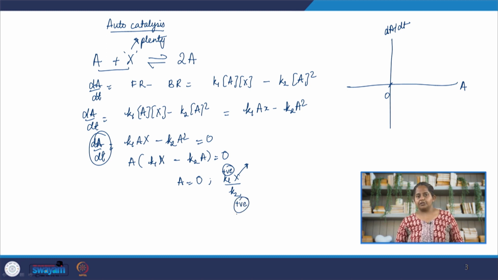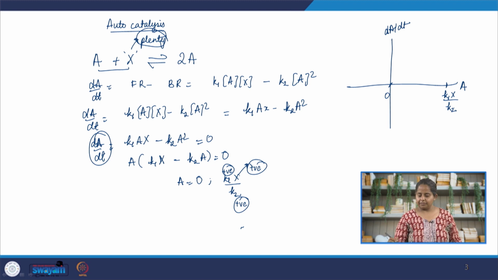X is the concentration of the substrate, which is present aplenty. It's a constant. It's available aplenty and it's also a constant. So all the terms here are positive. The product and the division will also be positive. So the second fixed point, which is K1x by K2, is here.